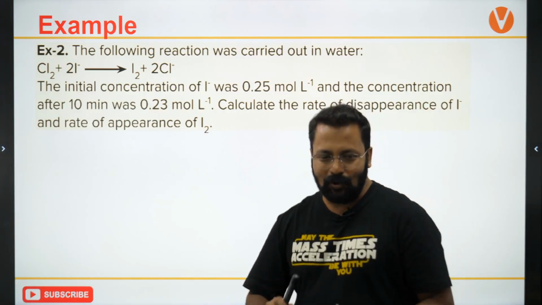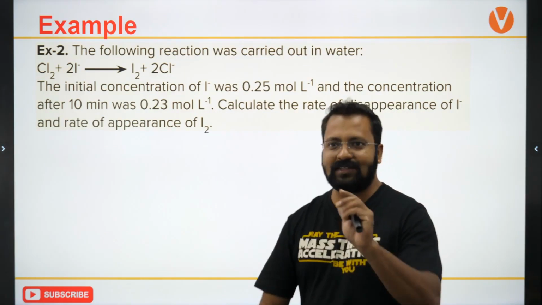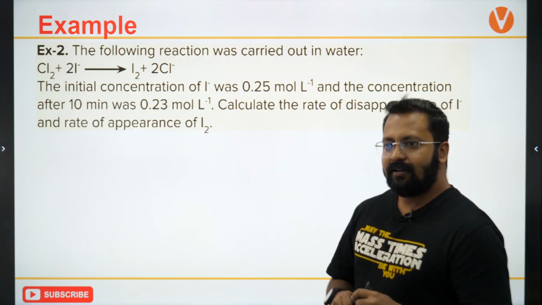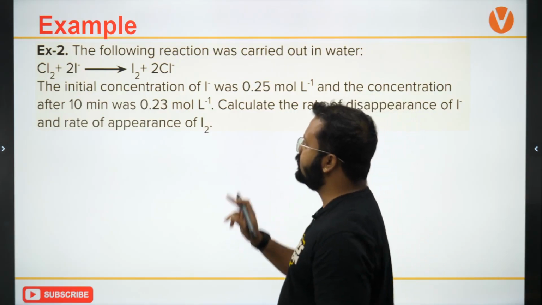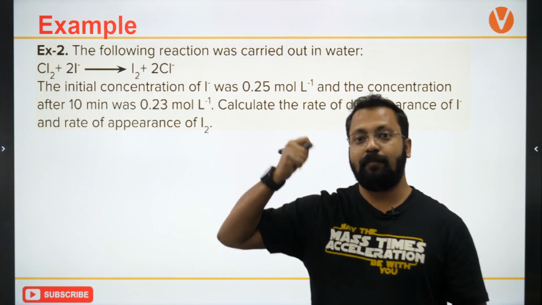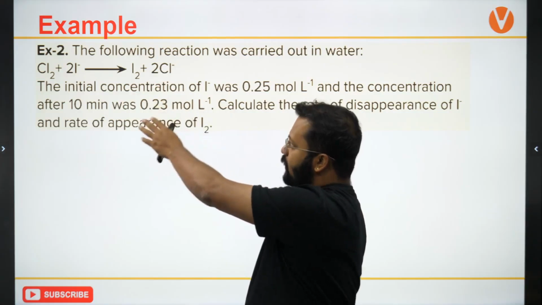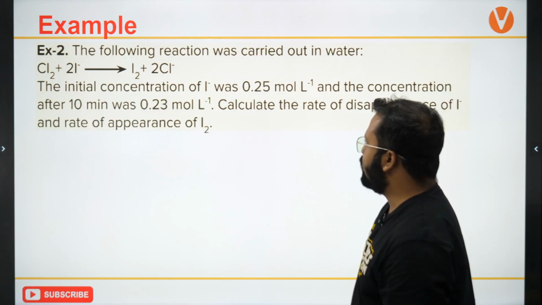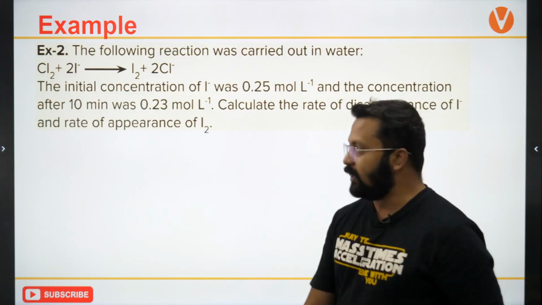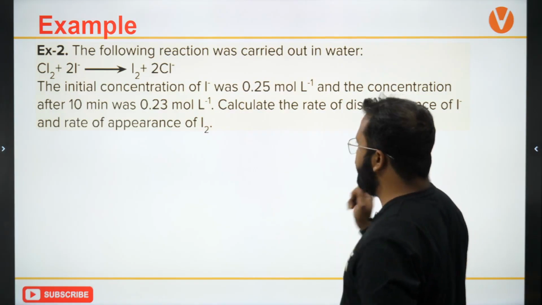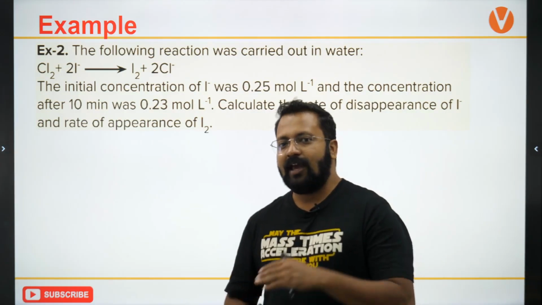So first thing that we have to do from now onwards is to check whether the reaction is balanced or not. First balance, and then we will go to that. Okay, so the following reaction was carried out in water. Cl2 plus 2I minus gives rise to I2 plus 2Cl minus. Is the reaction balanced? बताइए, is the reaction balanced? Yes. 2 chlorine atoms on the other side, the mass is balanced, yes, correct. The initial concentration of I minus was 0.25 moles per liter, and the concentration after 10 minutes was 0.23 moles per liter. Calculate the rate of disappearance of I minus and rate of appearance of I2.